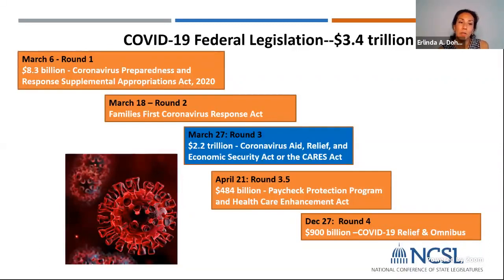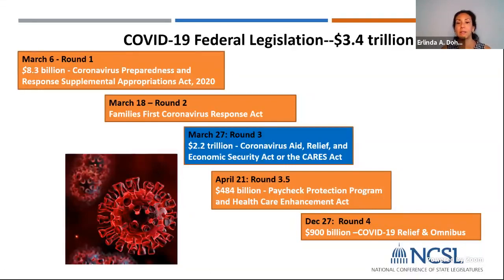Of course, the first round was when the pandemic first started in early March, and that was more so emergency supplemental appropriations. Round 2 was the FFCRA, the Families First Coronavirus Response Act, which really put into play a lot of the programs that we're relying upon now. The biggest was the CARES Act, which of course was important for states with the establishing of the CRF, the Coronavirus Relief Fund. In April, we passed round 3.5, which replenished the Paycheck Protection Program.